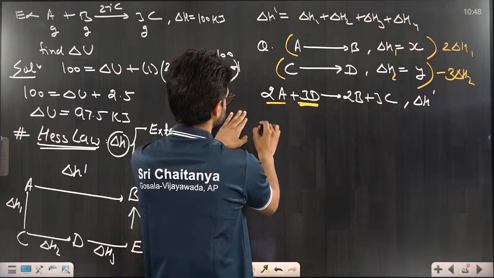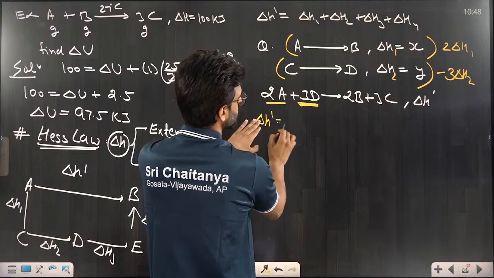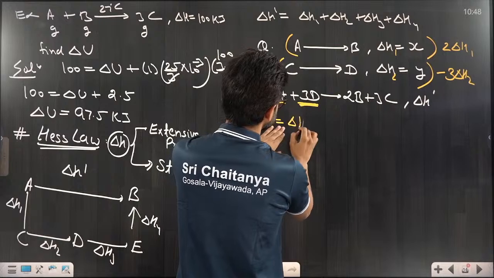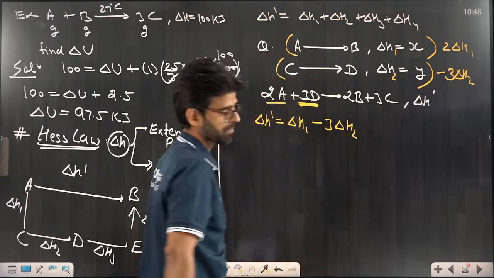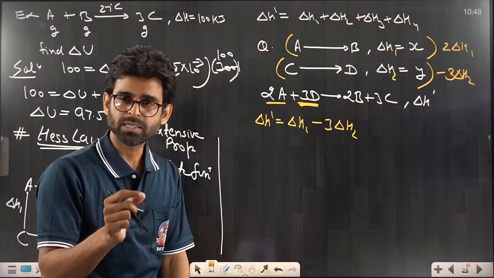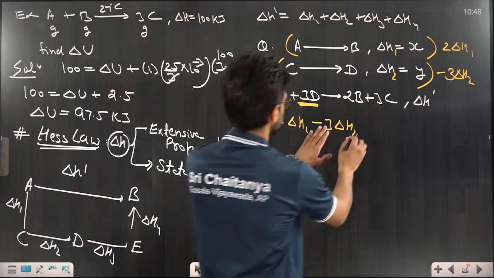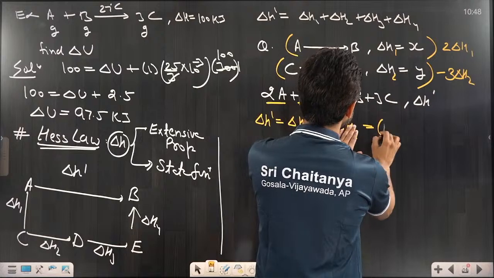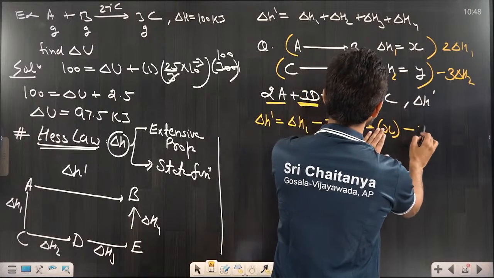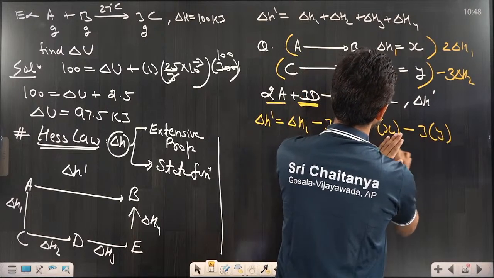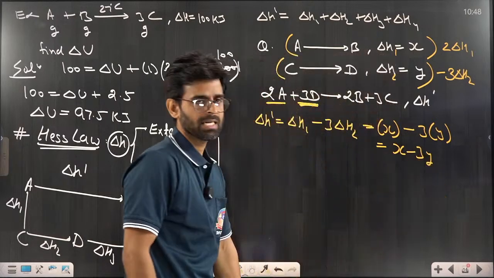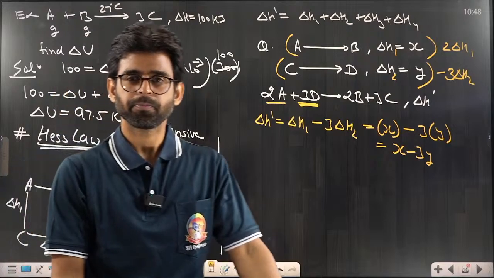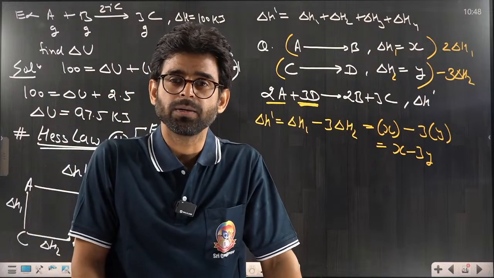Minus. So I can say that delta H dash equals how much? Delta H1 minus 3 delta H2. So what is the delta H1 value? I can say X minus 3 into what? Y. So what is coming finally? X minus 3y. Got the point, right? Okay.